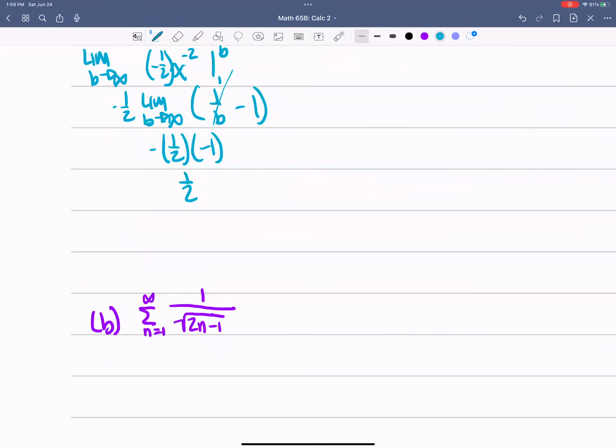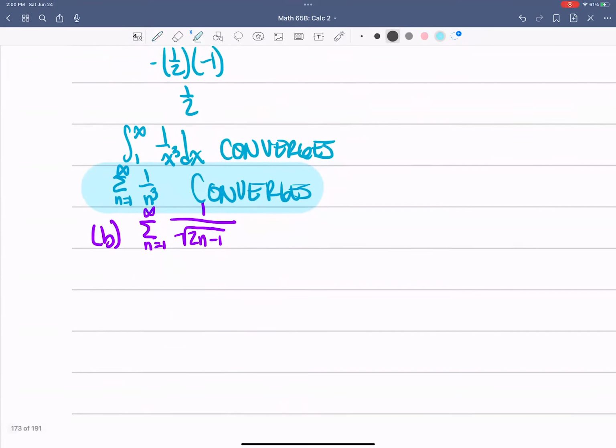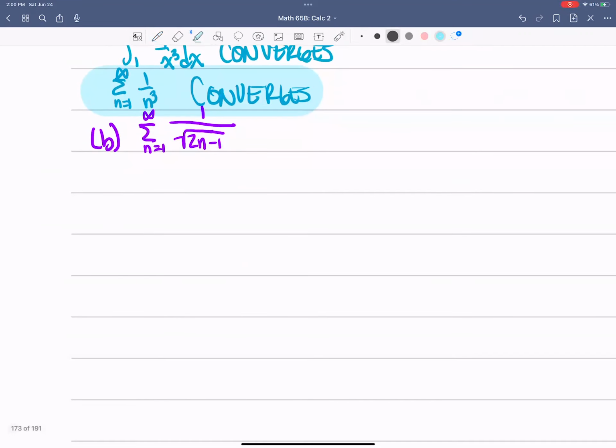So this tells us that the integral from 1 to infinity of f of x, or 1 over x cubed dx, converges, which means that the sum as n goes from 1 to infinity of 1 over n cubed also converges. And there we go. If you have any questions, please feel free to ask. Otherwise, actually, no, not yet. We have another one. So B.